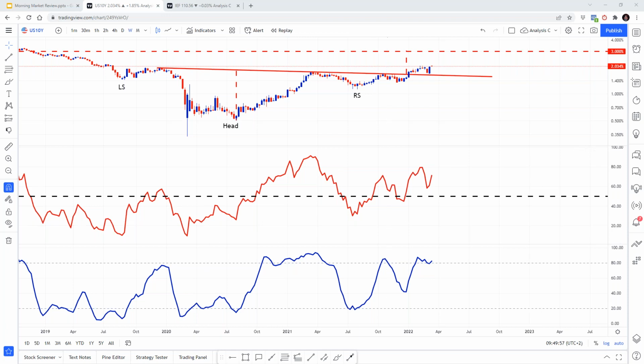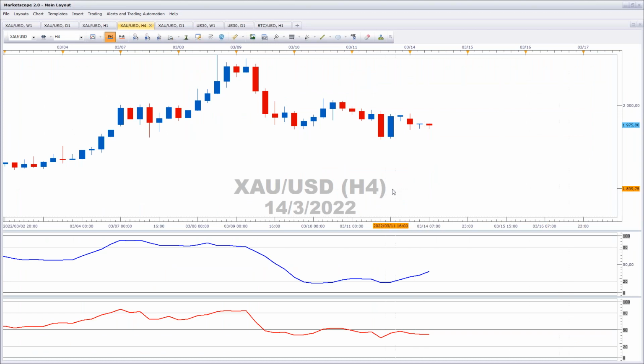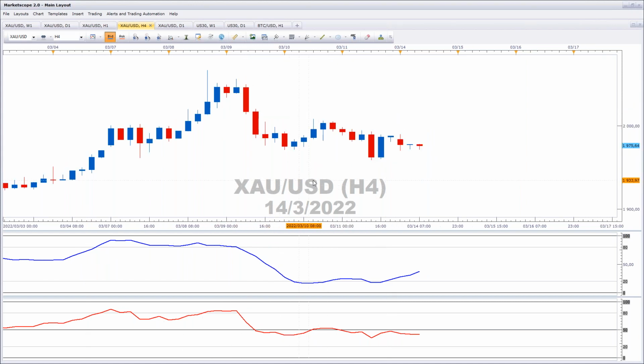Let's take a look at market scope with the knowledge now that yields are moving up, bonds coming down. Also we're starting off with gold. This is the gold 4-hour chart, and we'll move up to the weekly in a moment. Just wanted to put in our labels for the 4-hour.